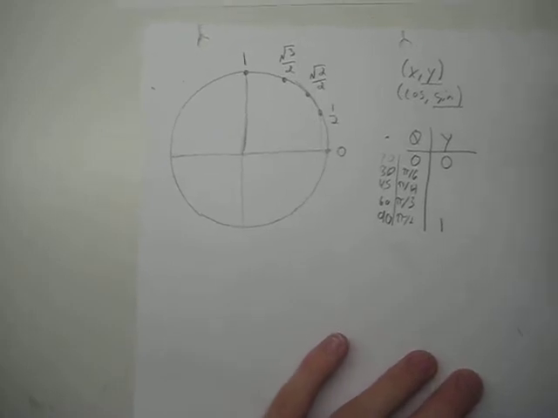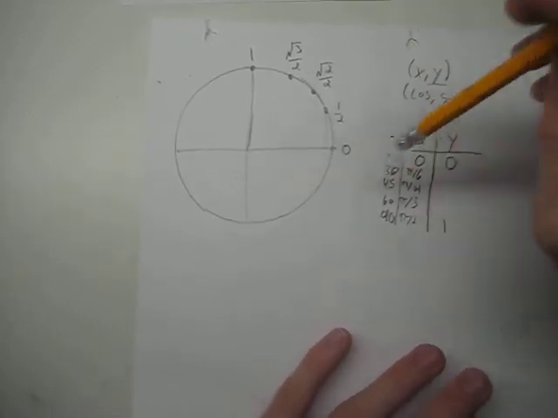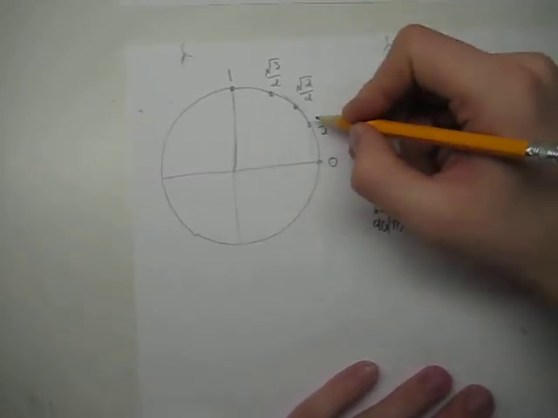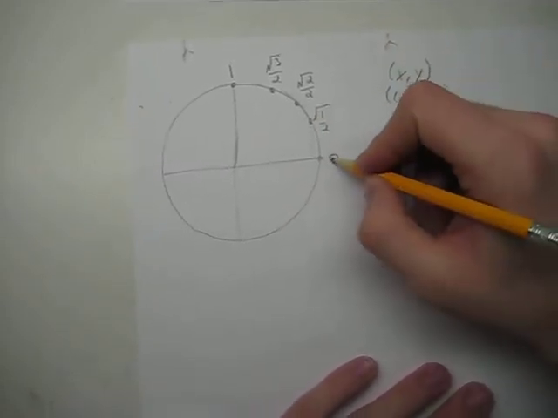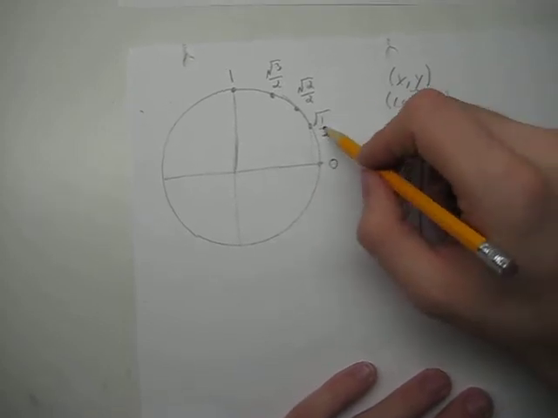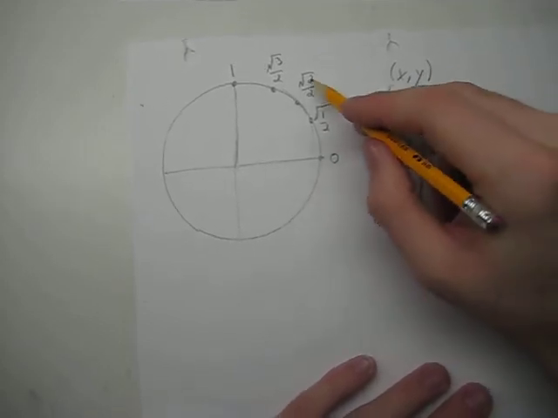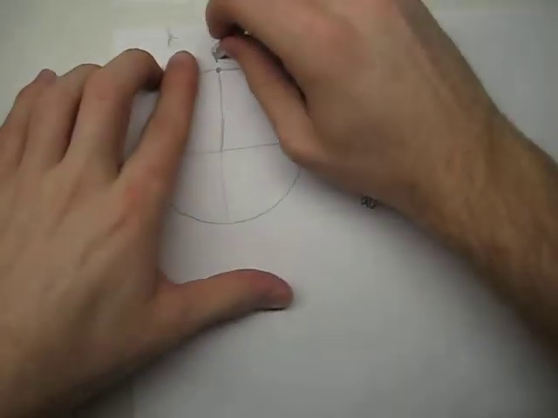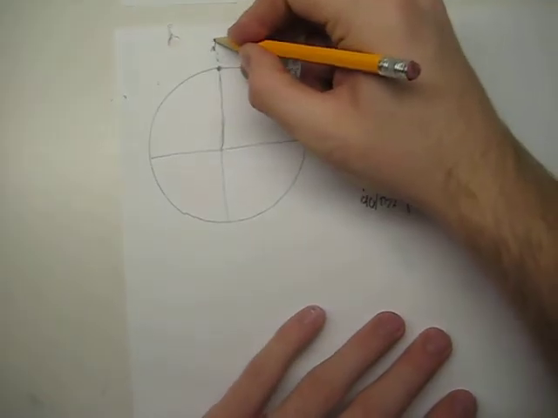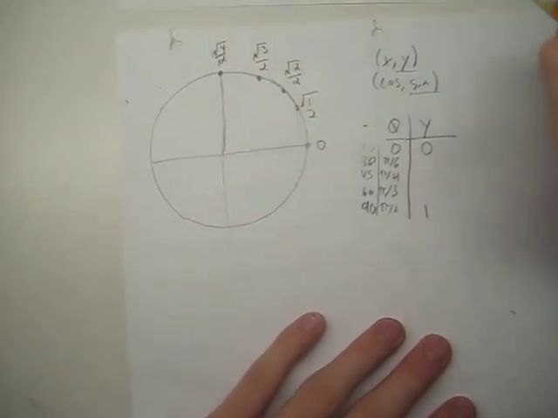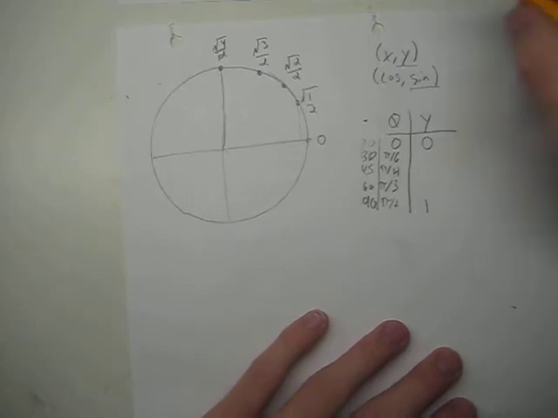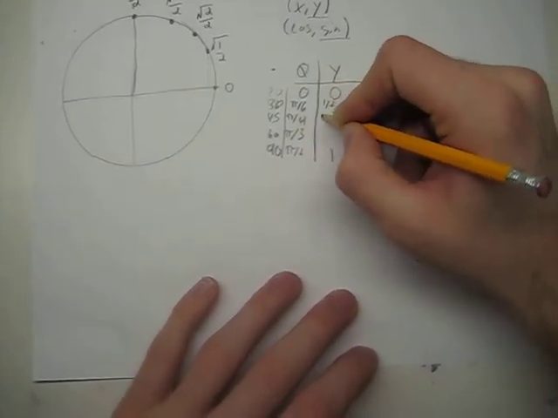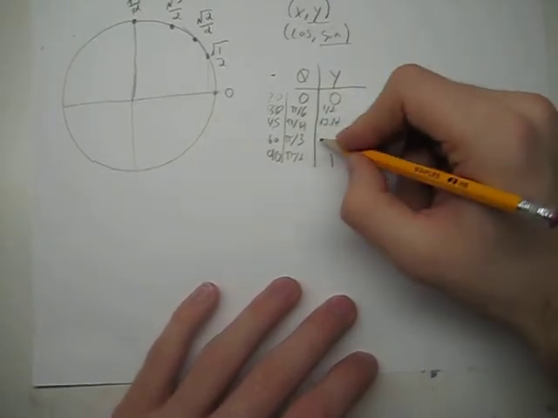Okay. Now, as you can see, this has a similar pattern as the cosine graph. We can say this is the square root of 0 divided by 2, the square root of 1 divided by 2, the square root of 2 divided by 2, the square root of 3 divided by 2, and finally the square root of 4 divided by 2. Okay? And I'll plug these into our chart.